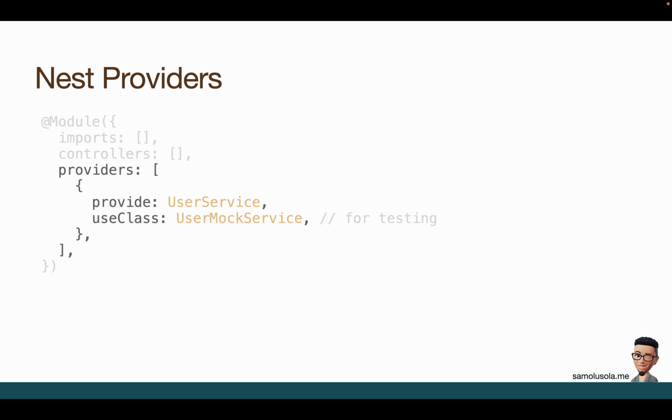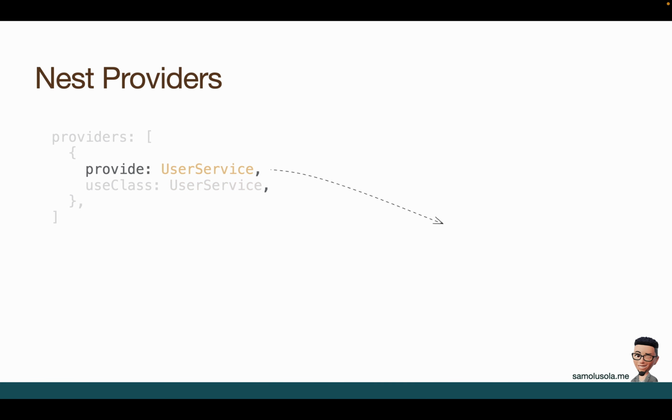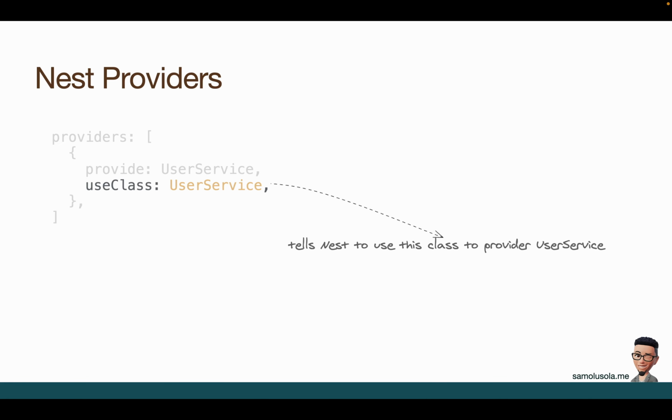Now we are going to look closely into this syntax of registering providers. We can see that we need to provide two properties. The first one is provide. The value of provide is used as the provider token by Nest, and it is how it identifies the provider to inject. Use class is now how we tell NestJS on how to provide the value for the provider that is identified by the token that we supplied. In this case, we are saying that wherever the user service is requested, Nest should use the class user service to instantiate an instance of user service to inject into them.